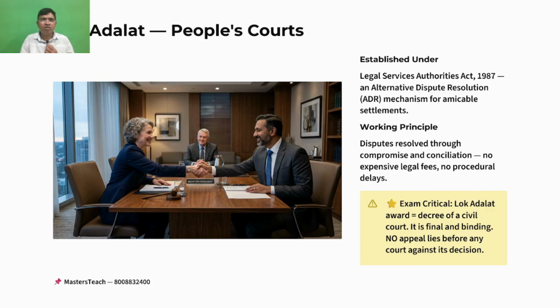Okay. Then Lok Adalat. What is Lok Adalat? It is a people's court. When people suffer, putting cases against each other and fighting, it will take a lot of time, energy, and money.